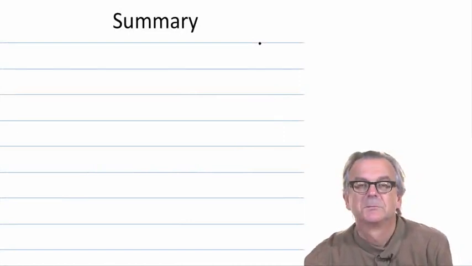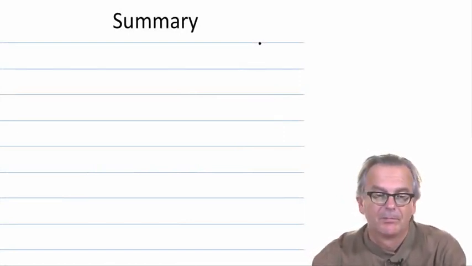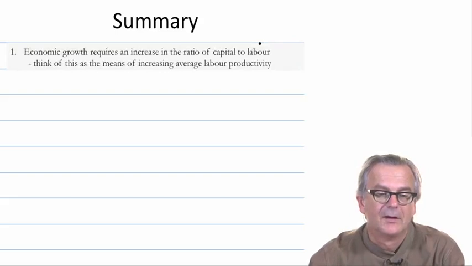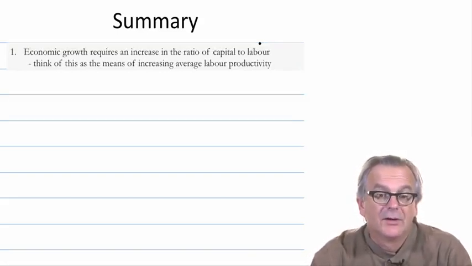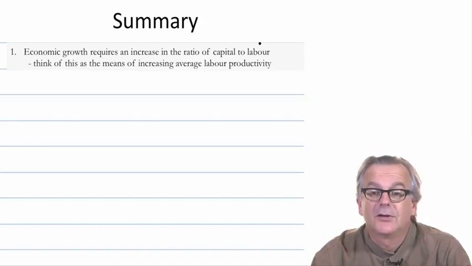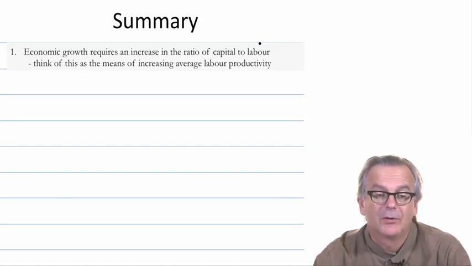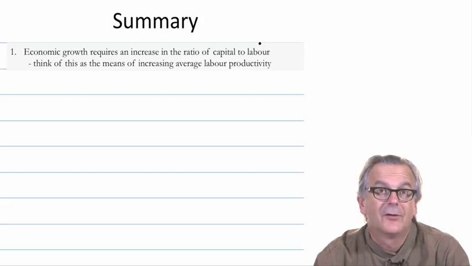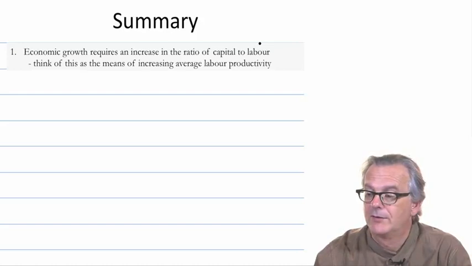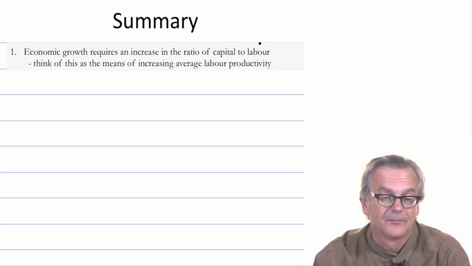So let me summarise this. Economic growth at a fundamental level is going to require an increase in the ratio of capital to labour. It's going to require more capital to labour. And think about this as, in fact, the means of increasing labour productivity on average. You give workers more machines, they'll be more productive in an average sense.